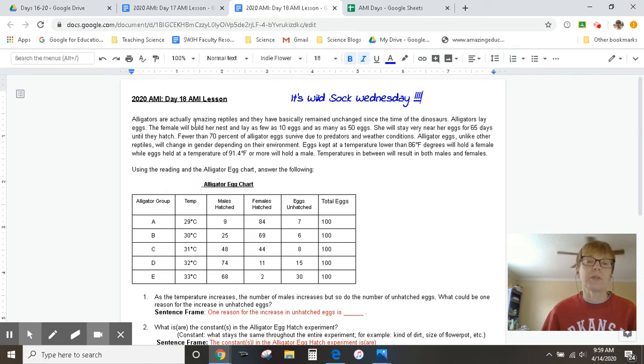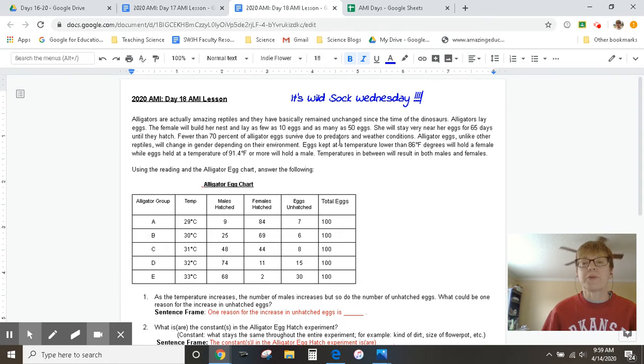It says alligators are actually amazing reptiles, and they have basically remained unchanged since the time of the dinosaurs. Alligators lay eggs. The female will build her nest and lay as few as 10 eggs and as many as 50 eggs. She will stay very near her eggs for 75 days until they hatch. Fewer than 70% of alligator eggs survive due to predators and weather conditions.